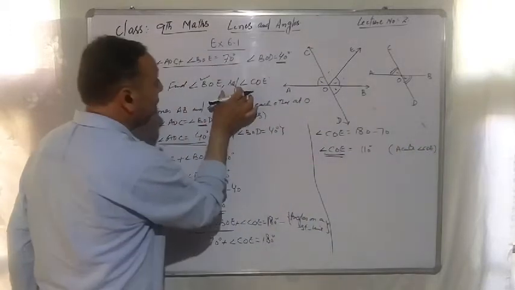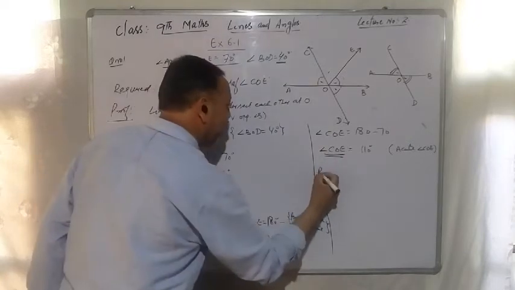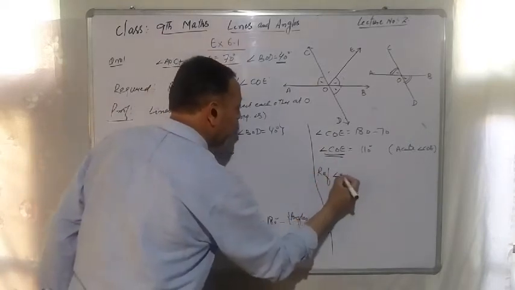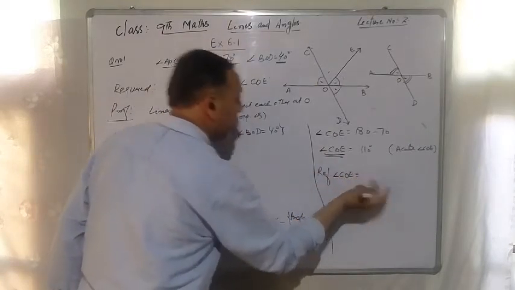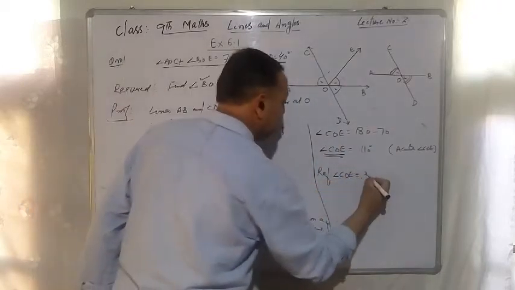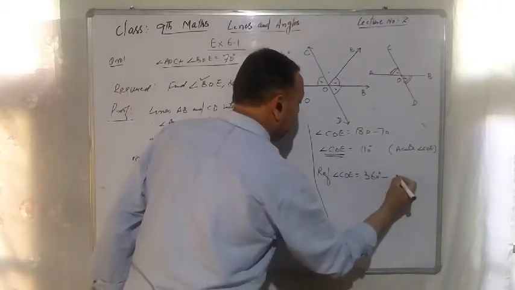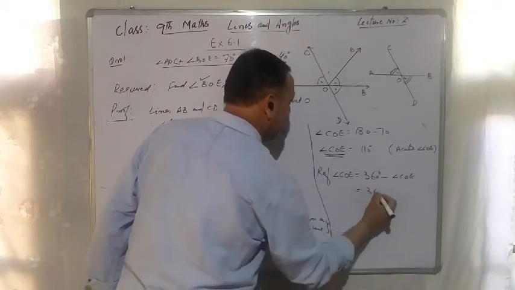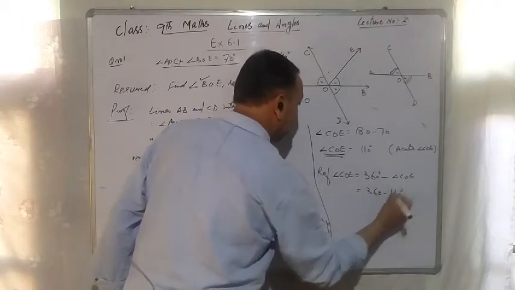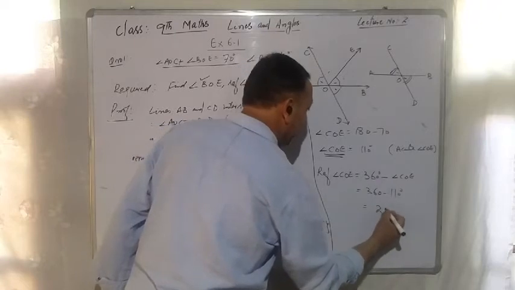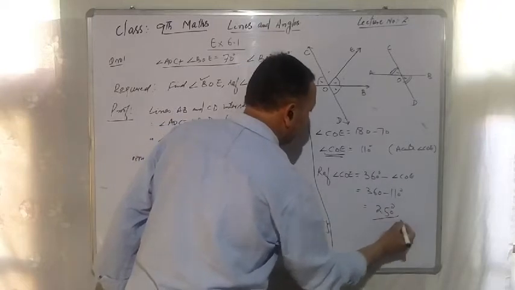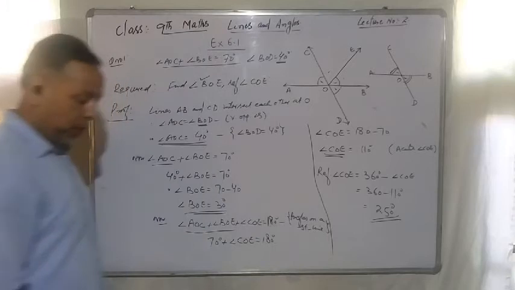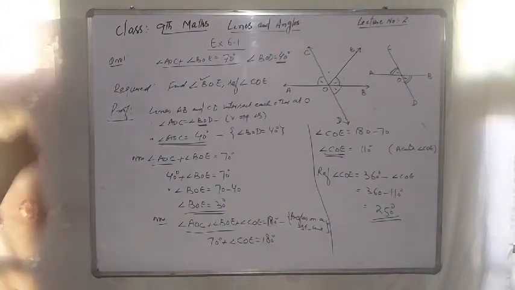And we have to find the reflex angle. Now, reflex angle COE will be equal to 360 minus acute angle COE. It is 360 minus 110 degrees. It is 250 degrees. This is reflex angle COE. You pause the video and note it down.